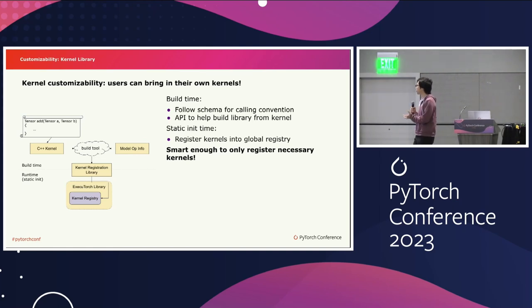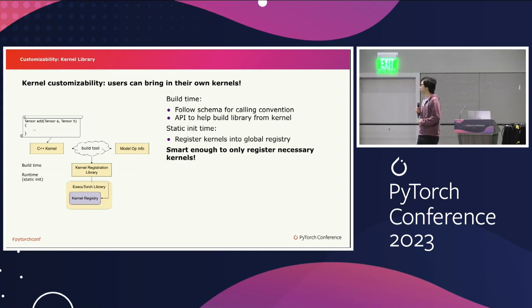Let's talk about kernel customizability. One thing that I want to highlight is ExoTorch is allowing users to bring in their own kernels. We do provide an in-house portable kernel library for ExoTorch, but that is not designed to be optimized for performance. So we allow users to bring in their own kernels.